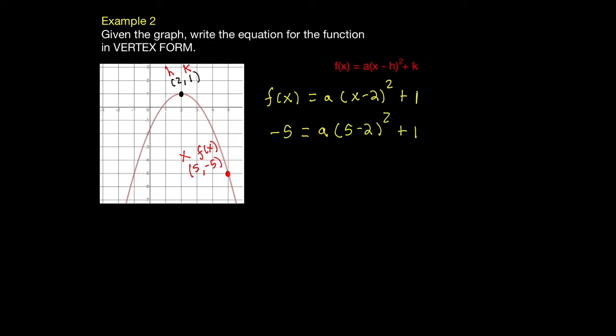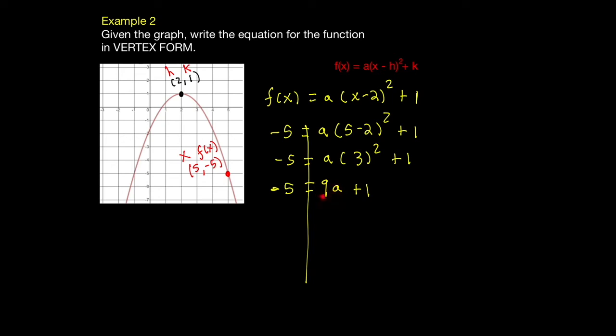Now I'm going to solve for a. I'm going to do this by first evaluating what's inside of the parentheses. So here I get 5 minus 2, that's going to be 3. So I get a multiplied by 3 quantity squared plus 1. And now I'm going to evaluate the exponent. 3 to the second power, that's 3 times 3, so I'm going to get 9. So 9a plus 1 on the right hand side. I still have negative 5 on the left.